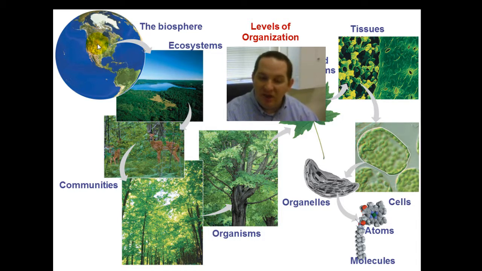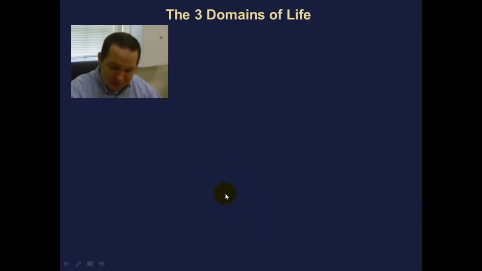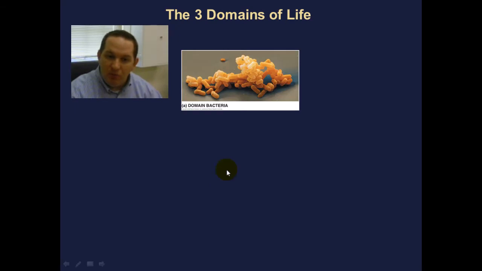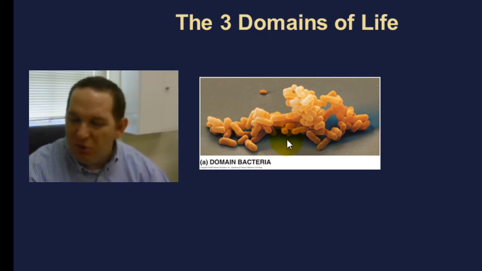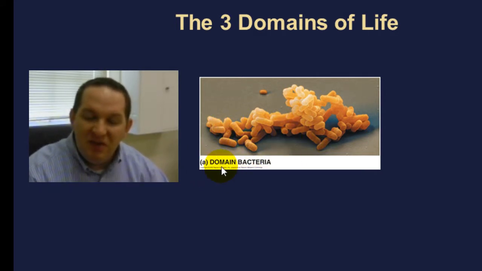So we have levels of organization, we have the properties of life. Now what we want to do is talk about how we take particular organisms and group them together. These are grouped together in what we call the 3 domains of life. We start very simple with bacteria. These are things that you think of like E. coli, Streptococcus. This is what most people think of when they think of bacteria. This is its own domain.